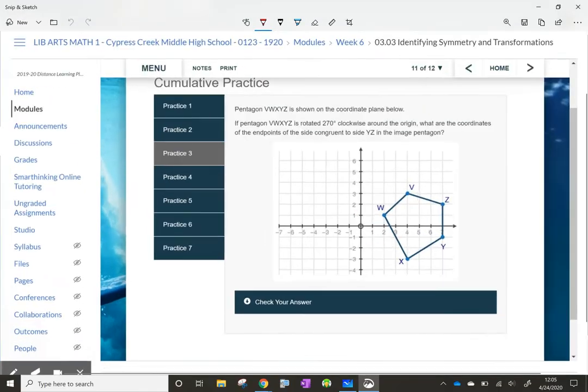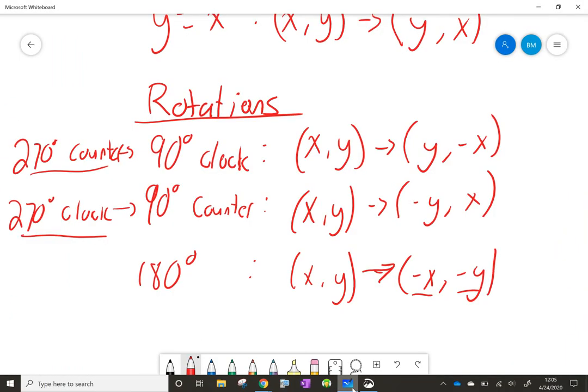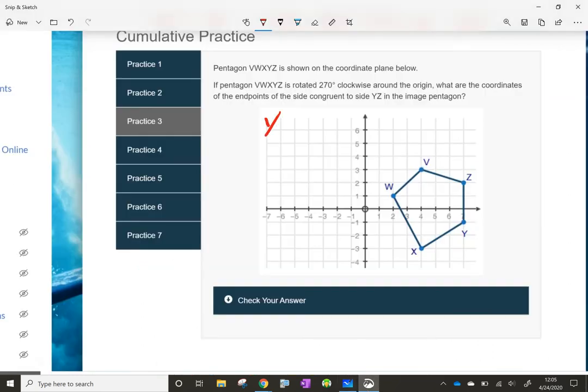So 270 degrees clockwise. Now go back to my rules. 270 degrees clockwise is the same as 90 degrees counterclockwise. So we're going to follow this rule here: XY translates to negative YX. So let's write that down. XY translates to negative YX. Now we're focusing on YZ.